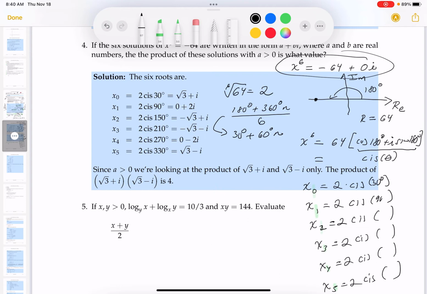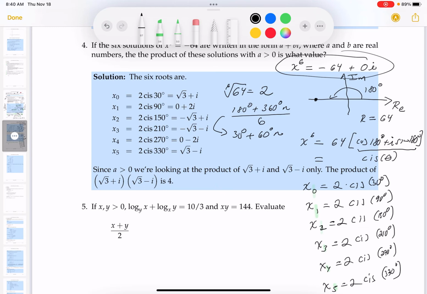90. Now you should start to realize these things are going up by 60. What's the next one going to be? 150. What's the next one going to be? 210. What's the next one going to be? 270. What's the next one going to be? 330.